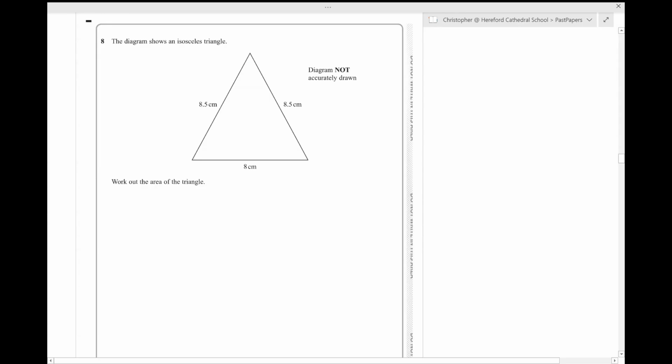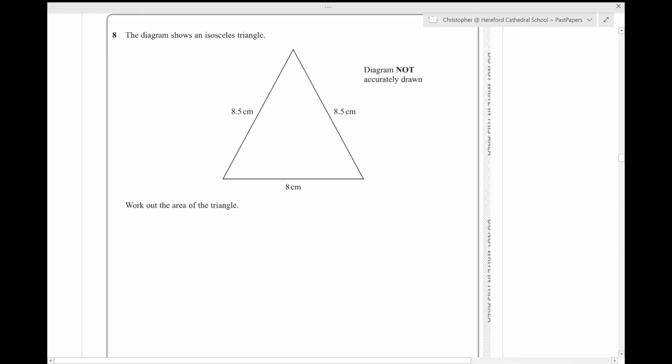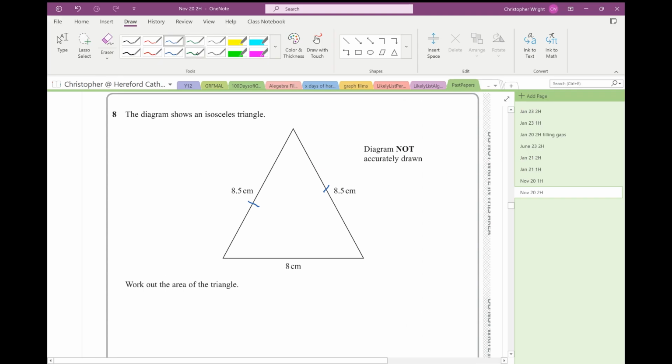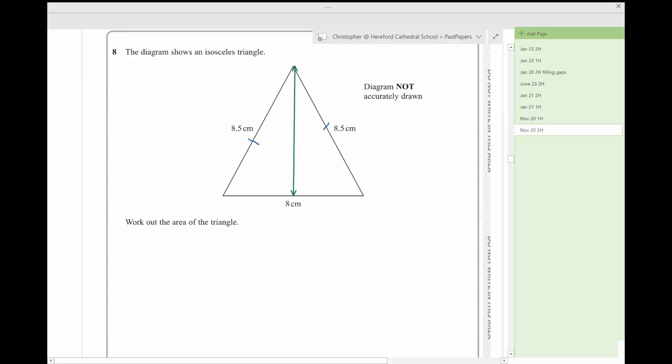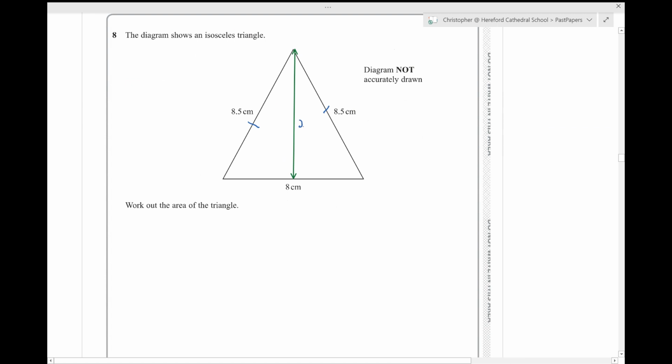Question 8. The diagram shows an isosceles triangle. Work out the area of the triangle. Right, well, it is isosceles. I'm going to find the area of this triangle, so I'm going to need to know its height. Let's call its height x here. How am I going to find the height? Well, I notice that's a right-angled triangle now, so I can use Pythagoras.